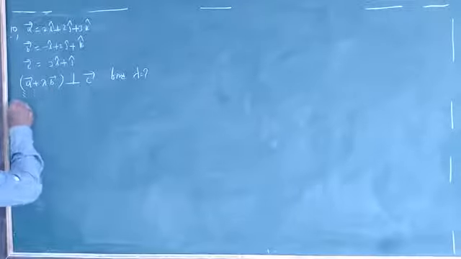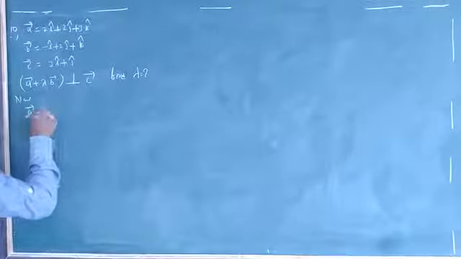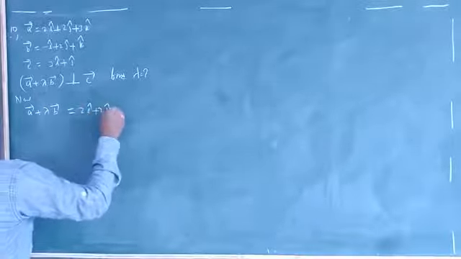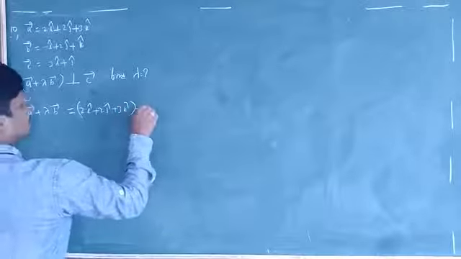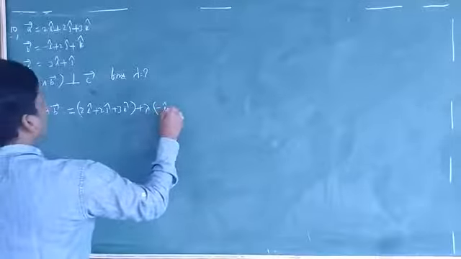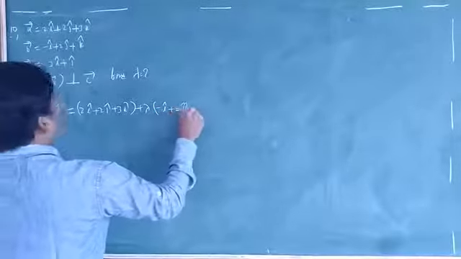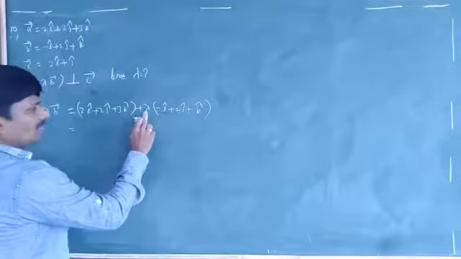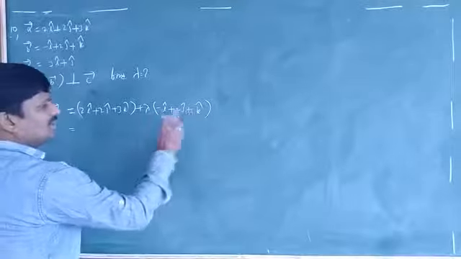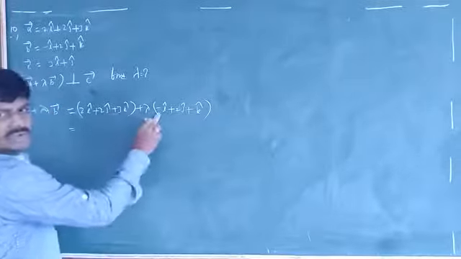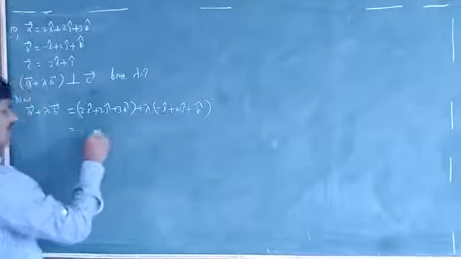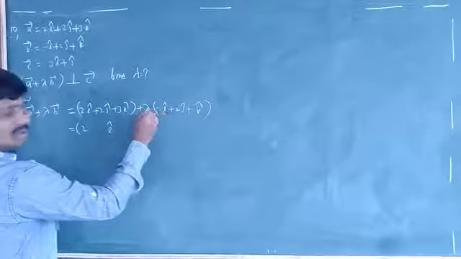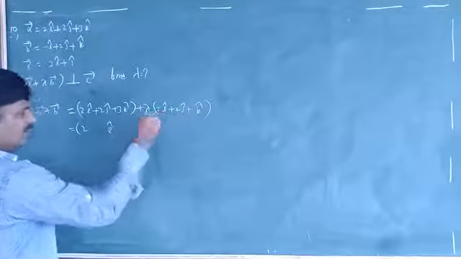First I am going to find a bar plus lambda b bar vector. What is a bar? 2i cap, 2j cap, 3k cap, right? Plus lambda into b vector: minus i cap plus 2j cap plus k cap. Multiplying by lambda: minus lambda i cap, 2 lambda j cap, plus lambda k cap. Now we have to add these two, taking i cap common: 2 minus lambda.